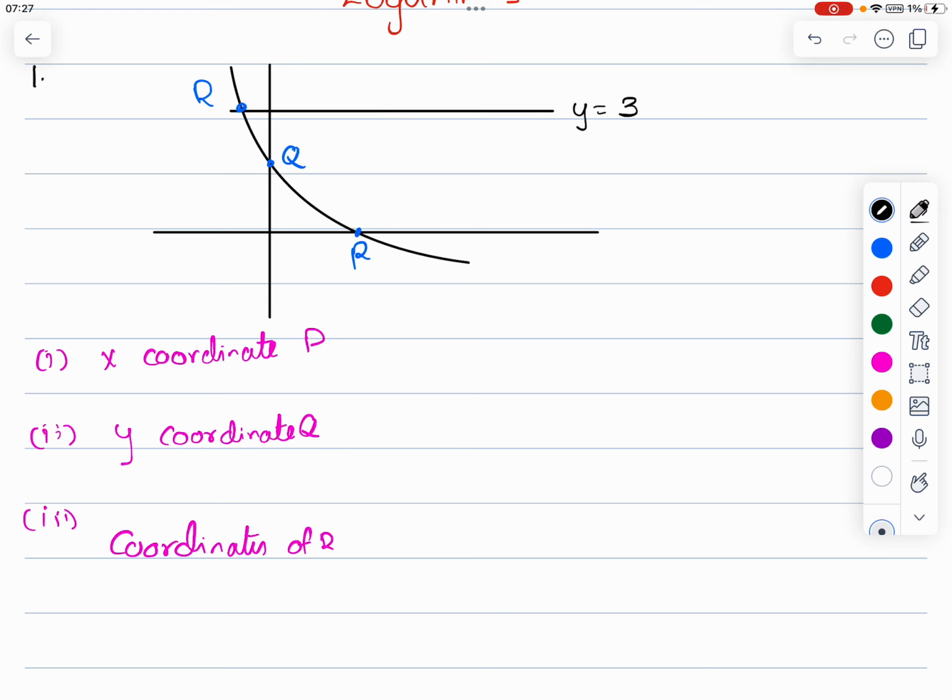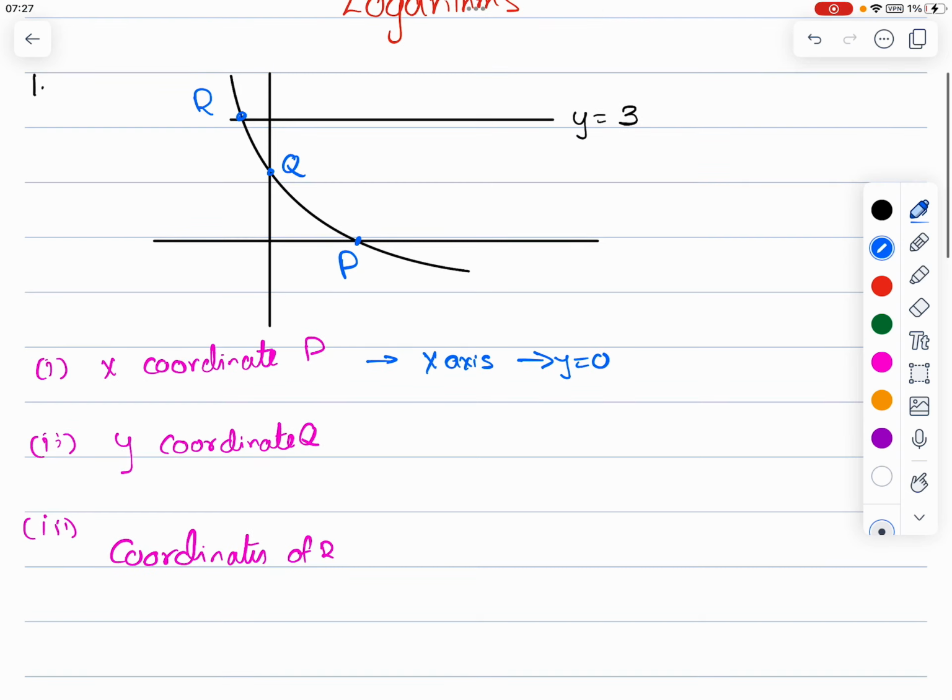So now, x coordinate of P. Where does P lie? We can see that this is P over here. This point is P. So P lies on the x-axis. X-axis means nothing but what? y equals 0.